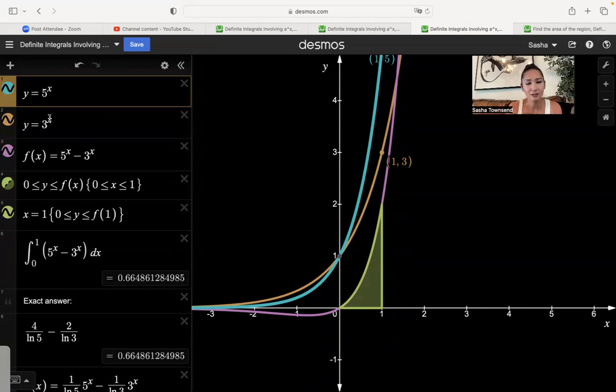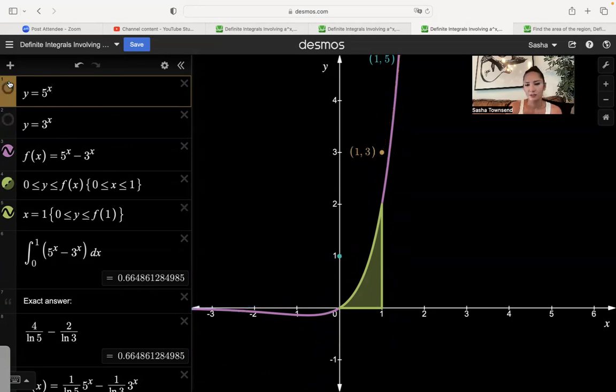I think that's kind of cool, kind of interesting to think about. I know what 5 to the x looks like, and I know what 3 to the x looks like, but what would the difference look like? That purple graph is what the difference looks like.